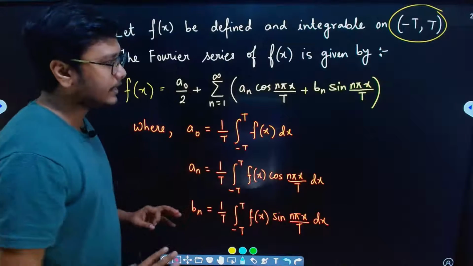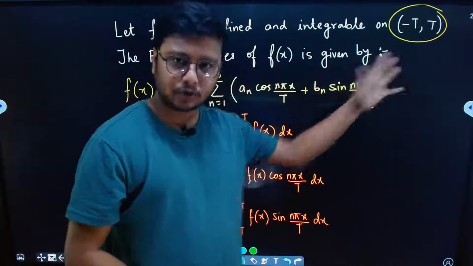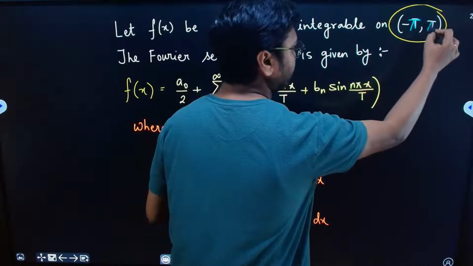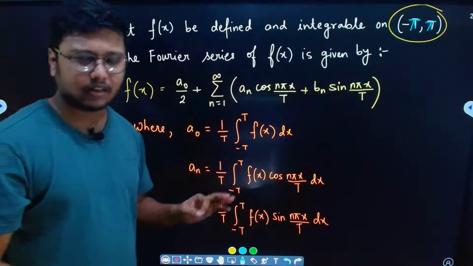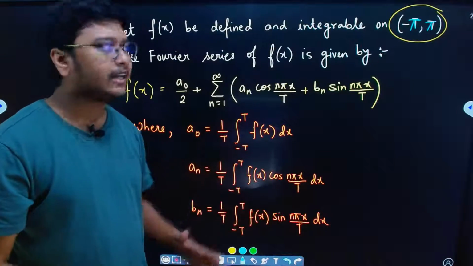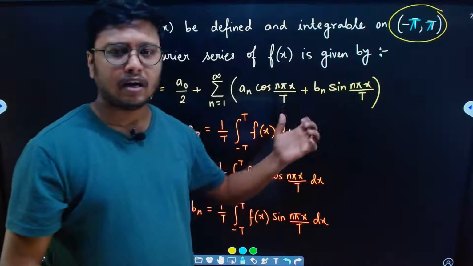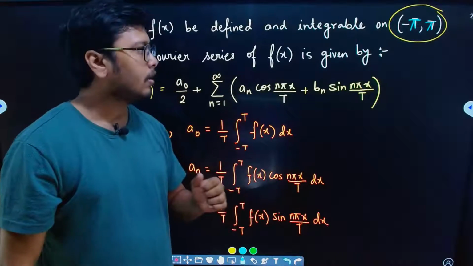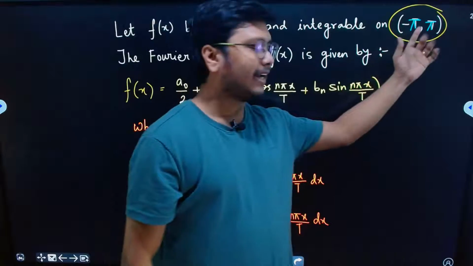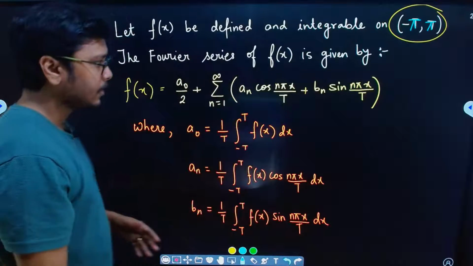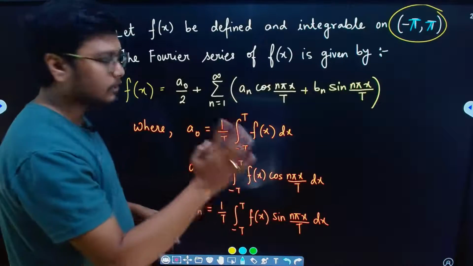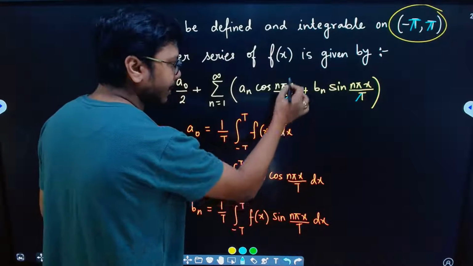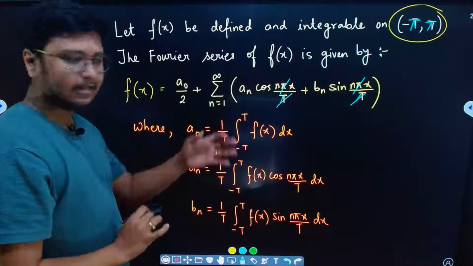Just one thing I'll say is, this is the most generalized formula with t. If instead of t the interval was minus pi to pi, which is a more frequently occurring case, usually we don't get t. What you might get is, let's say, minus 5 to 5. So in that case your t value becomes 5. But generally we get a question where it is minus pi to pi, more related to pi. The formulas become simpler if it is pi. If it is pi, then this will be pi and this will be pi. Then you can see the pi will get cancelled, if t becomes pi.